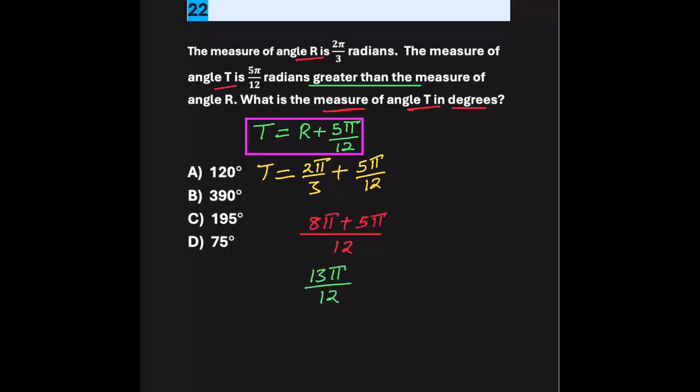This answer is in radians, so we're going to change to degrees. And to do that, we have to multiply by 180 over pi. Pi and pi cancel out, and 180 divided by 12 is 15. Okay, 15 times 13, that's 195 degrees. And the answer is right here.